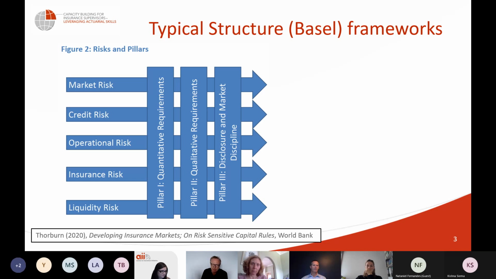Now, that's a good concept to have in mind, because if anyone ever asks you why we do supervision and why we don't just leave it to the market, then this 3-pillar concept is the justification for that, particularly because that 3rd pillar is likely to be less effective.